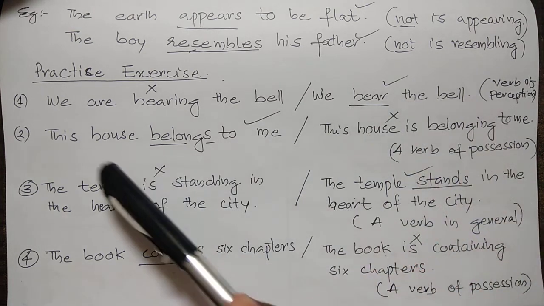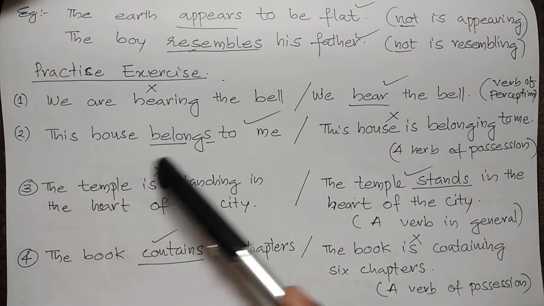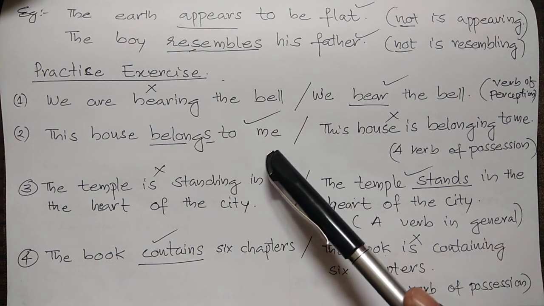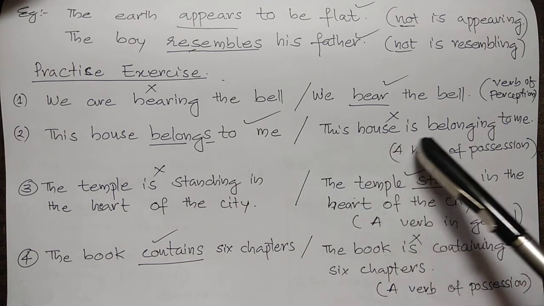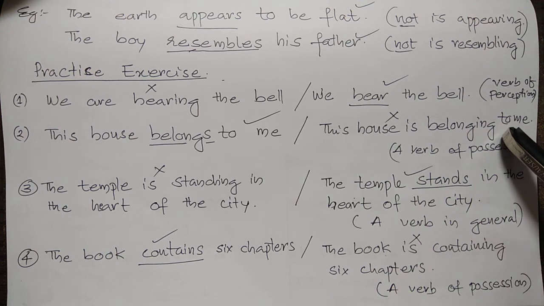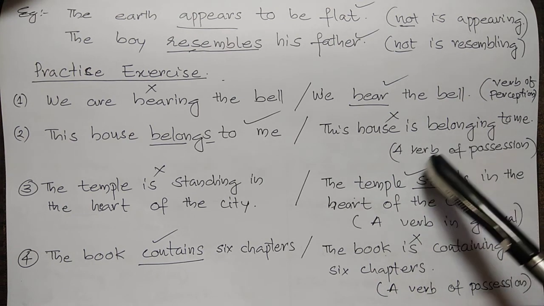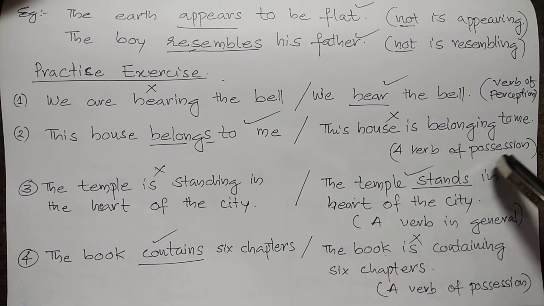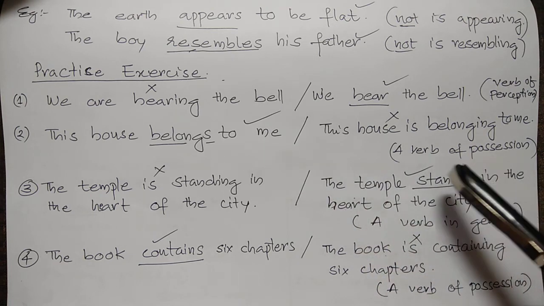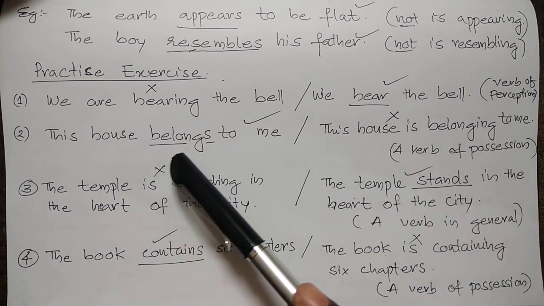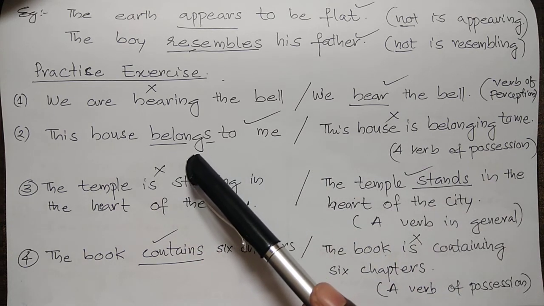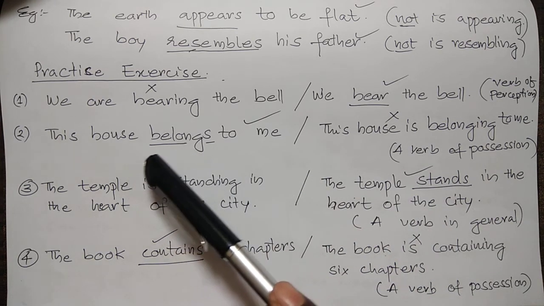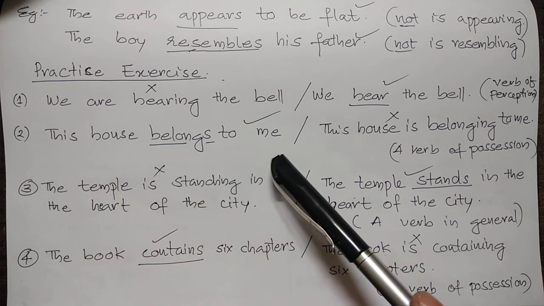First one is wrong. Second, this house belongs to me. This house is belonging to me. The second one is wrong, because belongs is a verb of possession. So we need to use simple present, not present continuous. So first one is right. This house belongs to me.